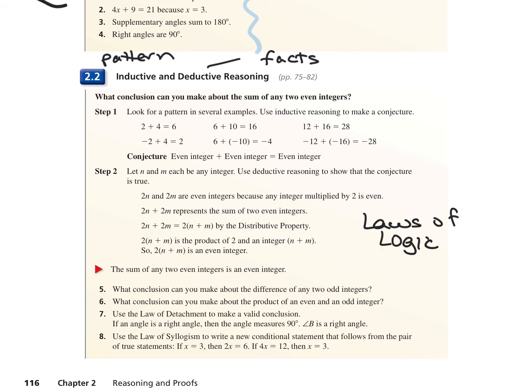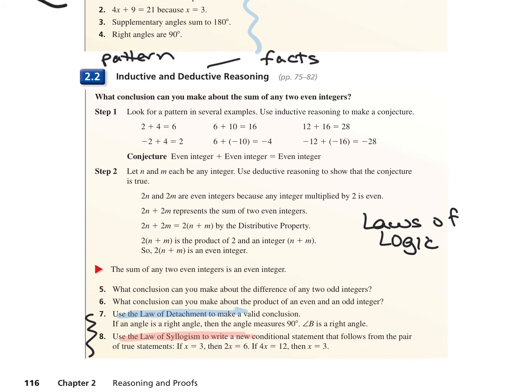So questions down here, 7 and 8, are examples of questions for laws of logic. You have your law of detachment, which is right here, and then law of syllogism. So if you're not sure and you need more practice problems, go back, do that section. Okay, so be able to understand the laws of logic.